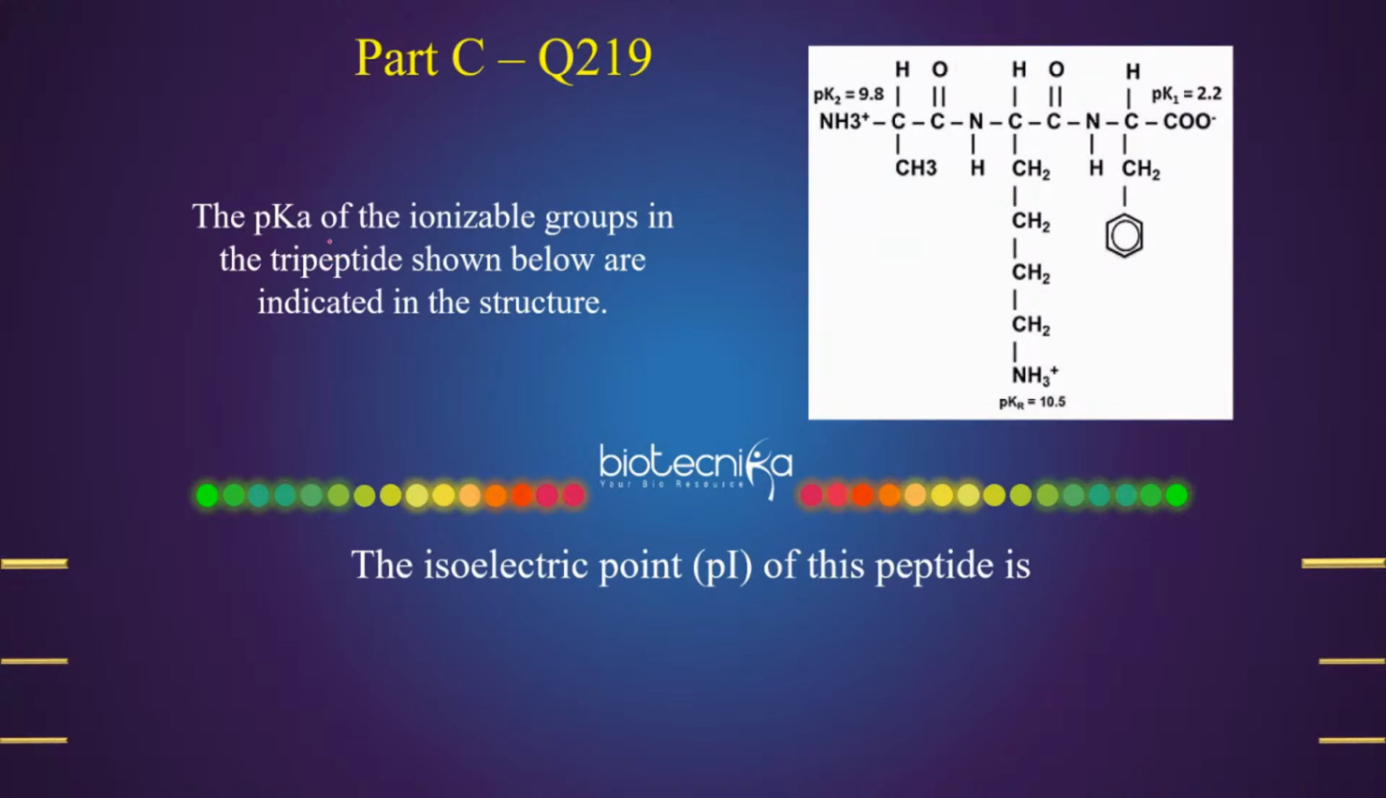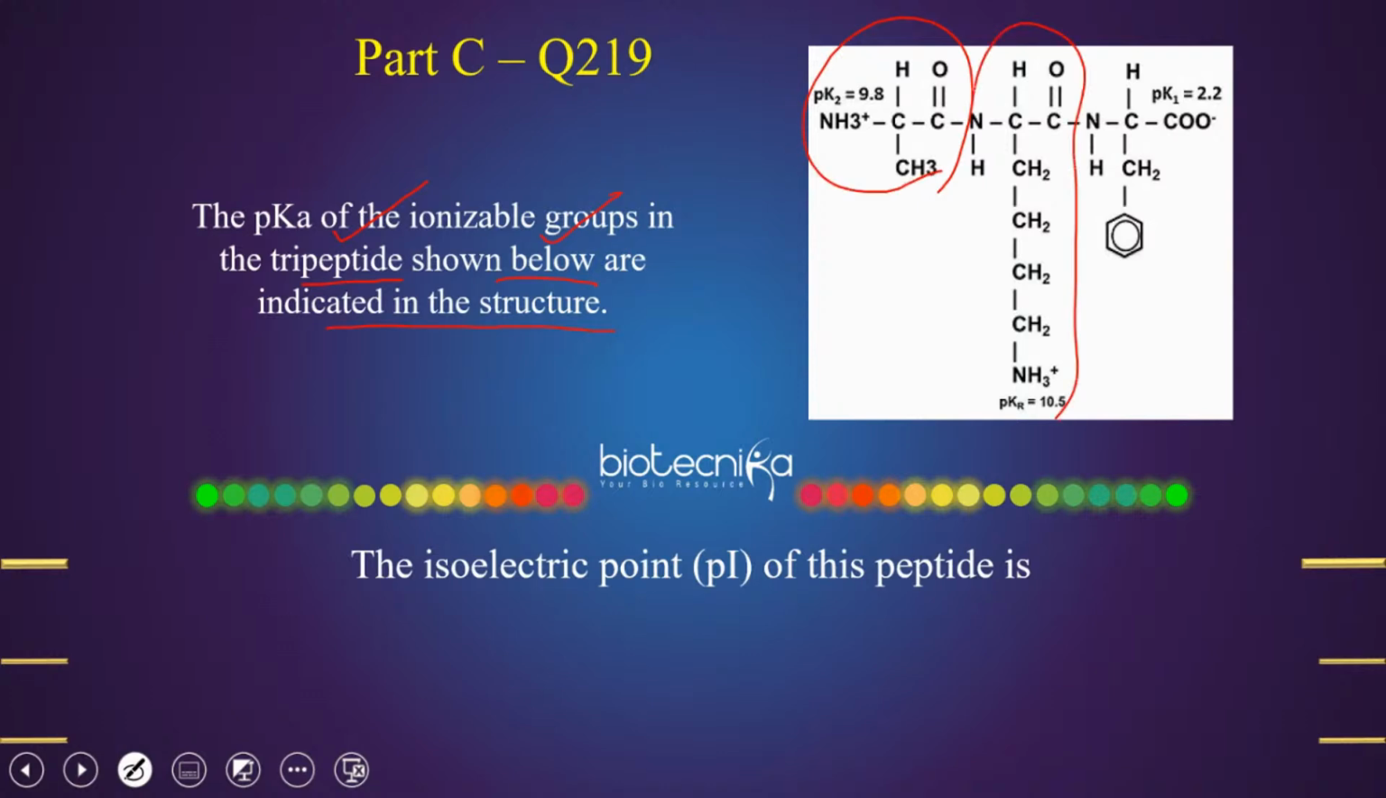Okay. So, the pK of the ionizable groups in the tripeptide shown below are indicated in the structure. This is the next question. Right, so this is a tripeptide. This is one amino acid, this is another amino acid, and this is another amino acid. For the calculation, you have to find out the pI. For the calculation of pI, we always have to select the alpha terminal amino group, the terminal carboxyl group, and whichever side chains are ionizable.